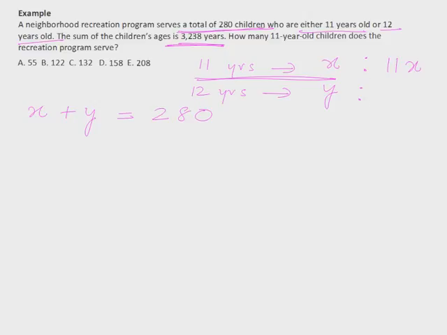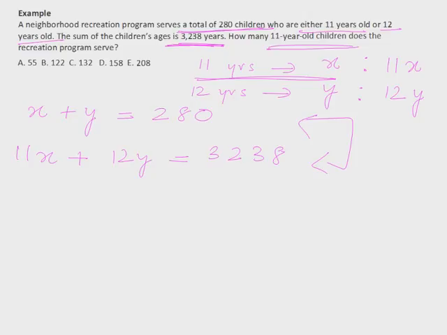Similarly, what's the sum of the ages of the 12-year-olds? Well, there are Y 12-year-olds. Each is 12 years old. So I add 12 Y times to get 12Y. So what's the sum of the ages of all the kids? It's 11X plus 12Y, and that's given to be 3238. And these are my two equations. Solve them and find the value of X. They want the number of 11-year-old children.